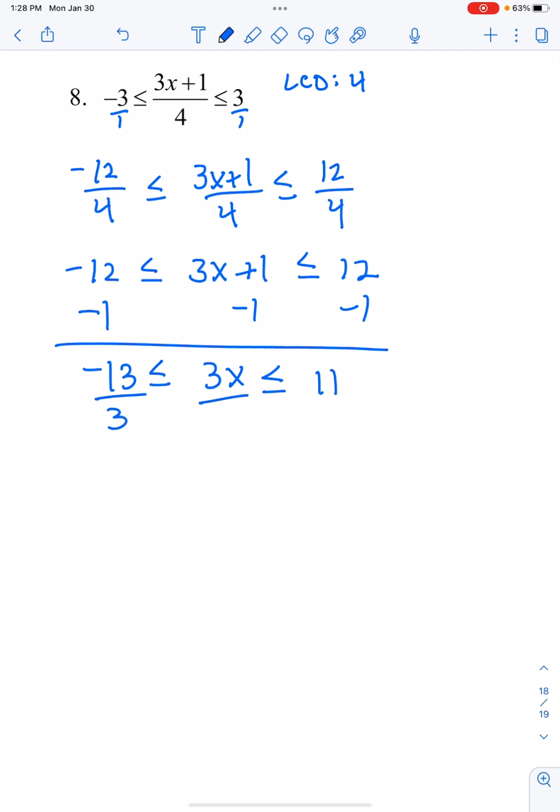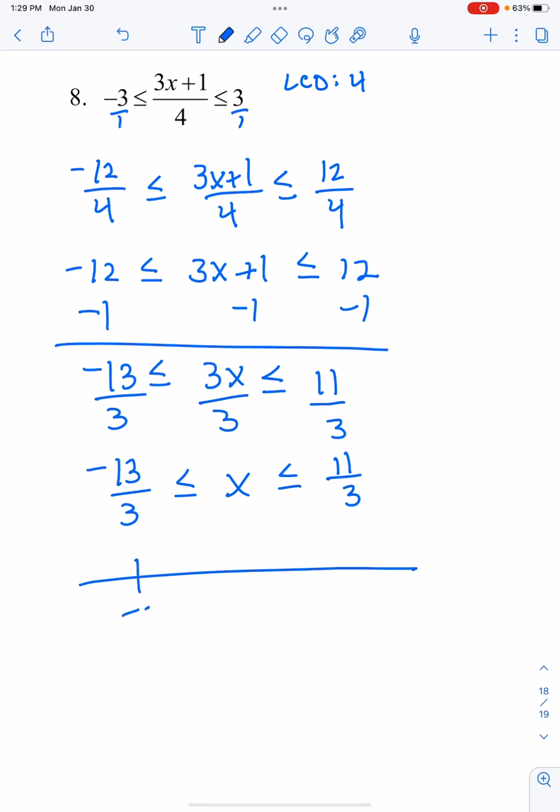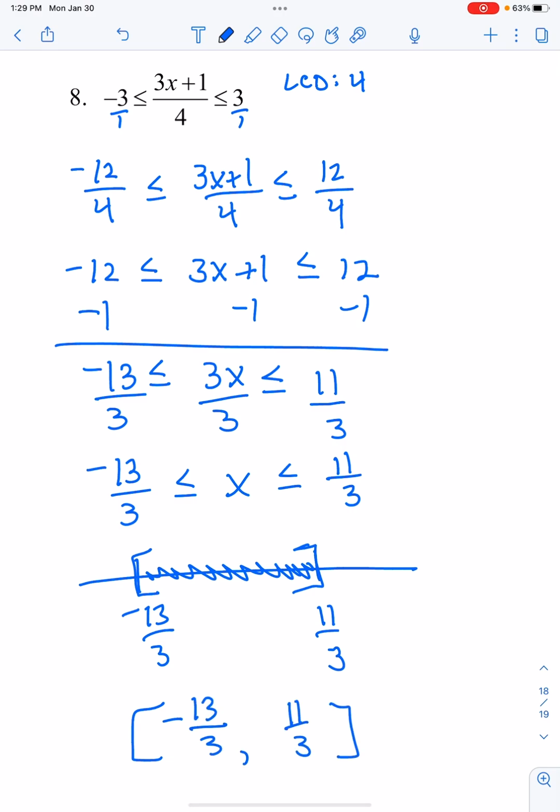Divide by 3. No need to switch the symbols this time because we are dividing by a positive. So we get negative 13/3 less than or equal to x, less than or equal to 11/3. So we put negative 13/3 on the left side of 11/3. We shade between because x is in the middle, and they both get a bracket. Our interval would be negative 13/3, comma, 11/3, bracket.